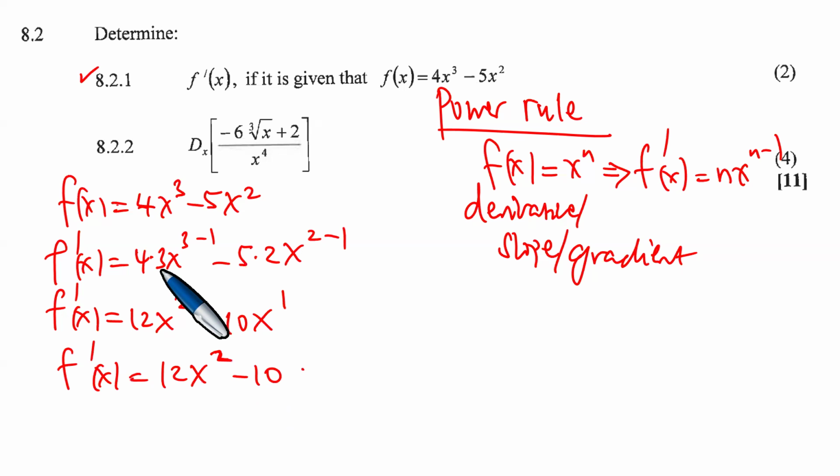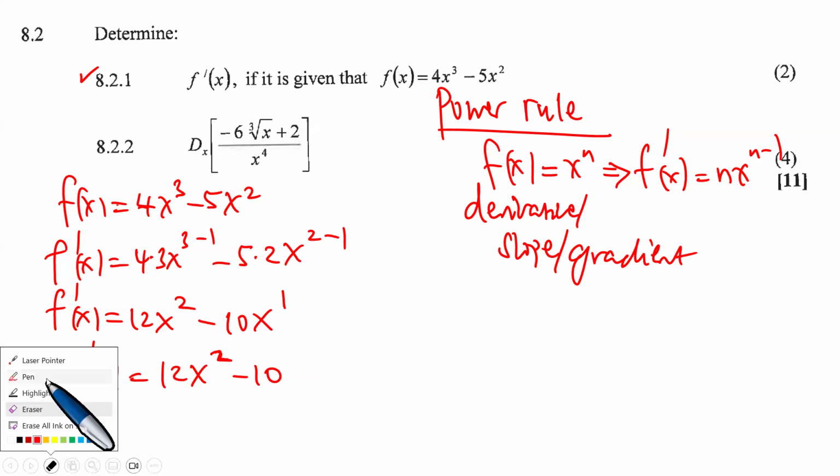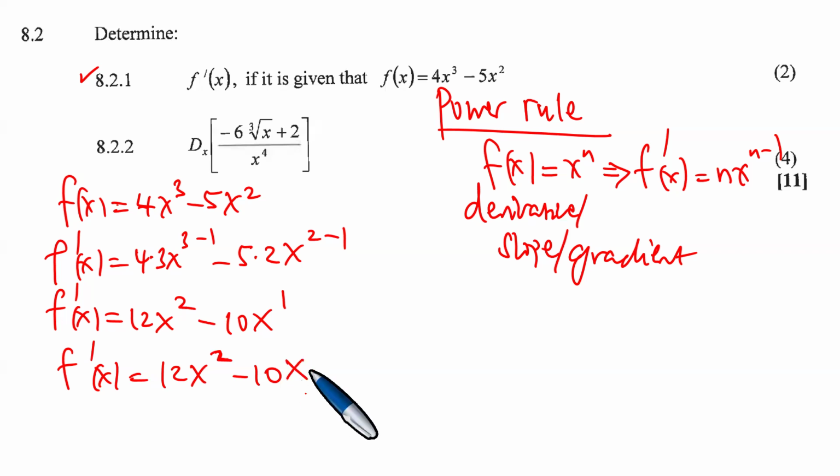So we continue. Yes, there's an x here. An x exists here from the previous step, so you have an x there.